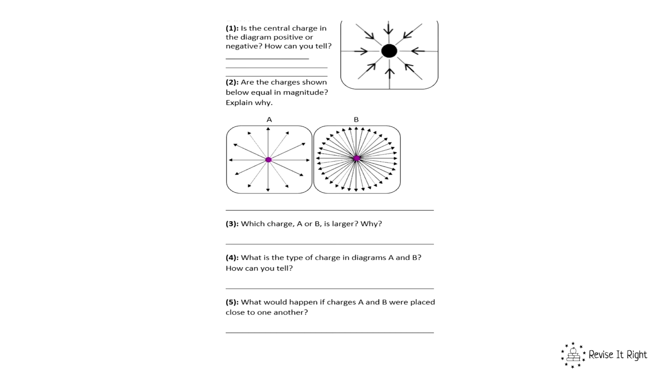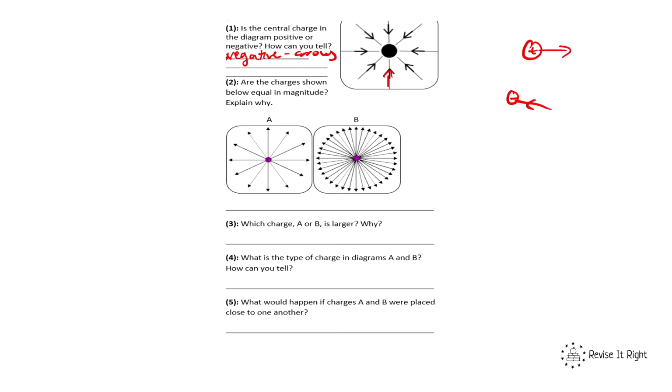Okay, let's go through the answers then. So we've got a shape here. Is the central charge in the diagram positive or negative, and how can you tell? Well, we know that it must be negative, and that is because the arrows are pointing in. Okay, so in a negative charge, arrows point in. If it was a positive charge, the arrows would point away, but we know it's a negative charge because the arrows point inwards.